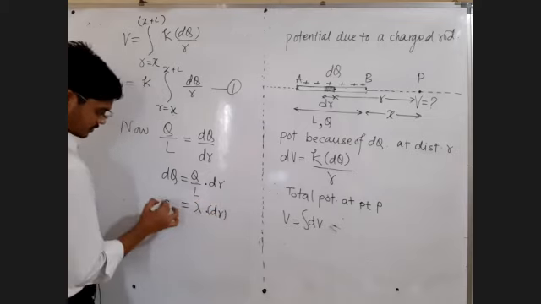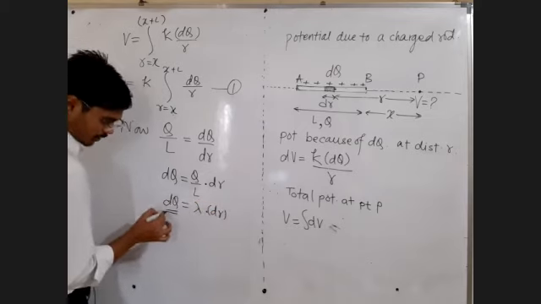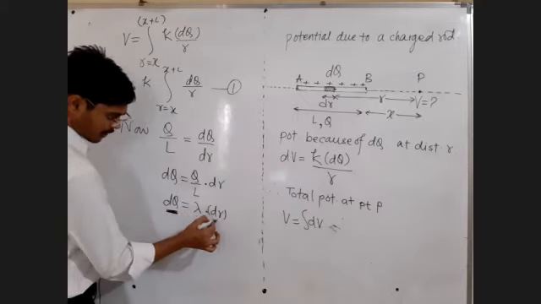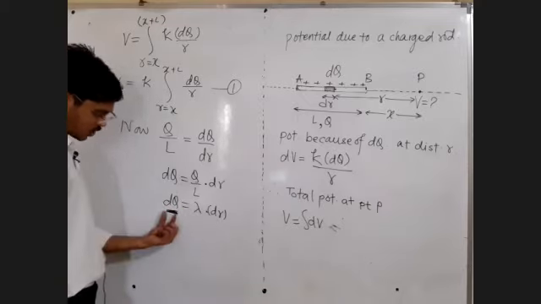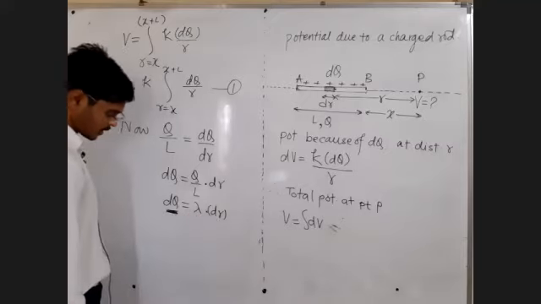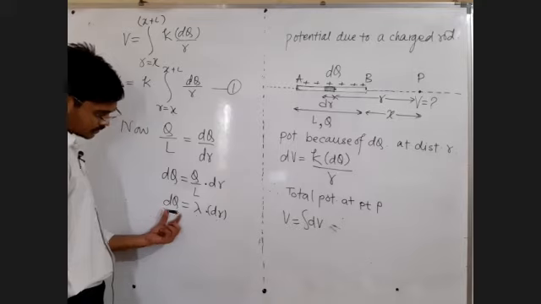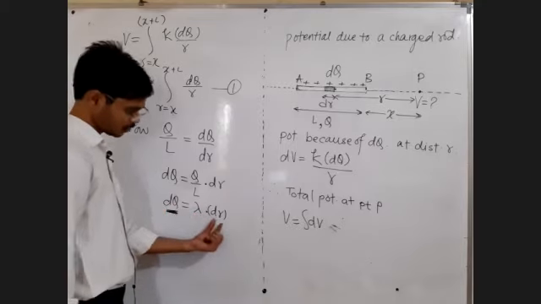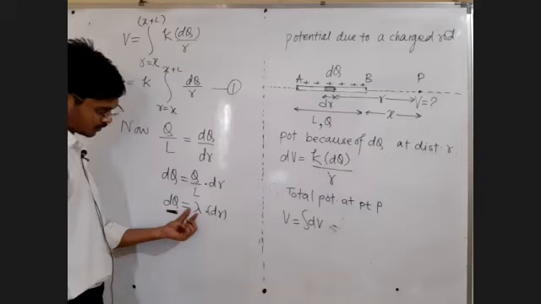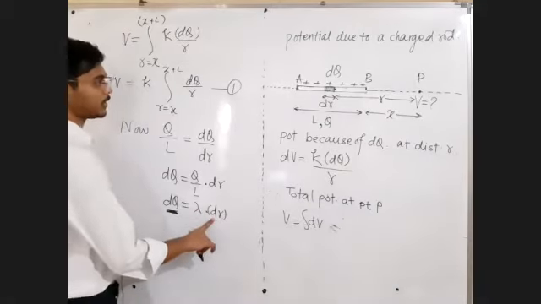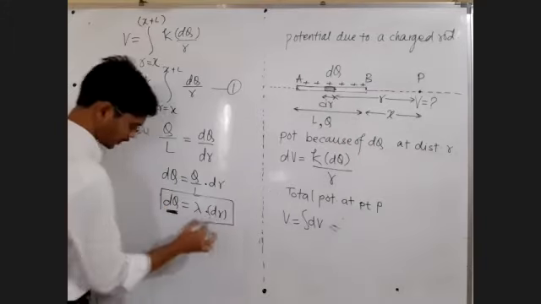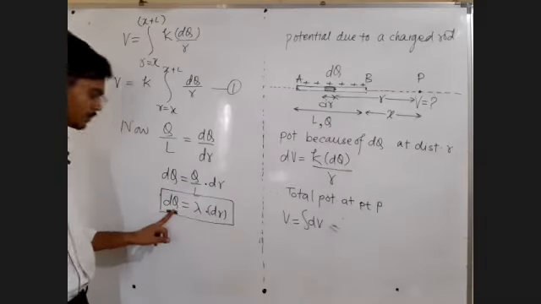Our length is dr. The charge on our length is equal to charge per unit length into our length. Charge on the given length is equal to charge per unit length into the given length. How long is our length? dr. So how to replace dq in terms of dr?